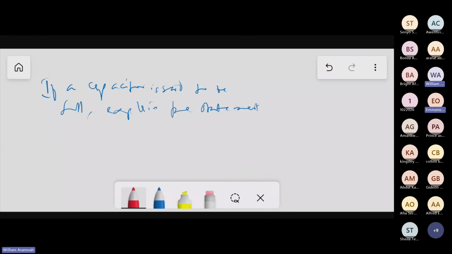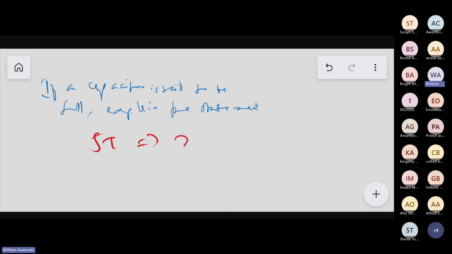Percentage? 99 point something. 99.03. So you say a capacitor is said to be full at 5 time constants, which is equivalent to 99.03? It's 99.33% of the source voltage. Is that right? Yes, sir.